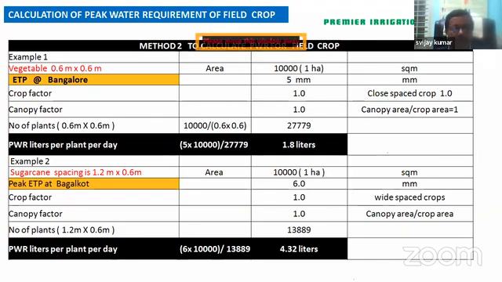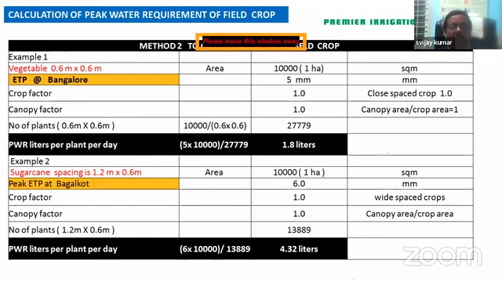Similarly, if I take a sugarcane crop, which is again a 1 hectare crop, 10,000 square meters, with an evapotranspiration of 6 millimeters and crop factor of 1 and canopy factor of 1. Again, you could calculate the number of plants. You will find it is around 13,889. And if you know that you are going to apply 6 millimeters over an area of 1 hectare, so 60,000 divided by 13,889, which is 4.32 liters. Now you must be wondering how this works. You all know from my earlier class that 1 mm is nothing but 1 liter per square meter. So based on that logic, you're going to get around 4 liters as the water required by sugarcane.